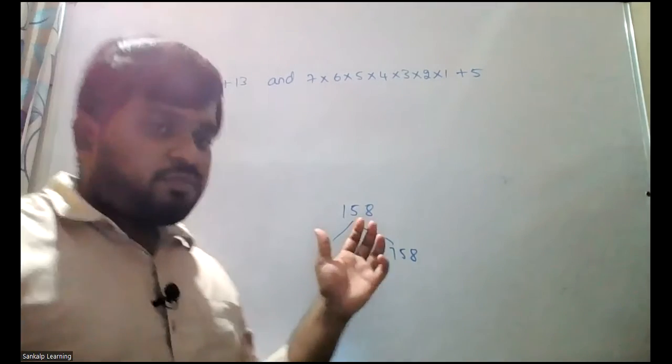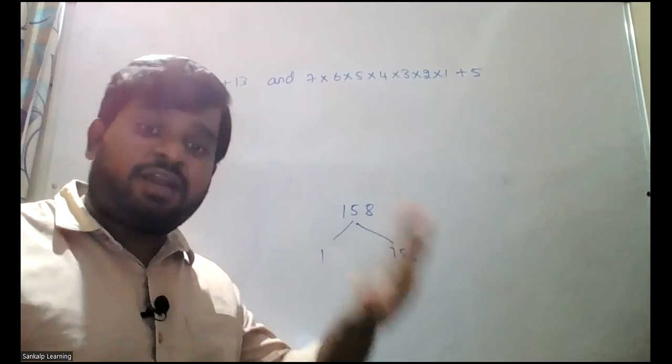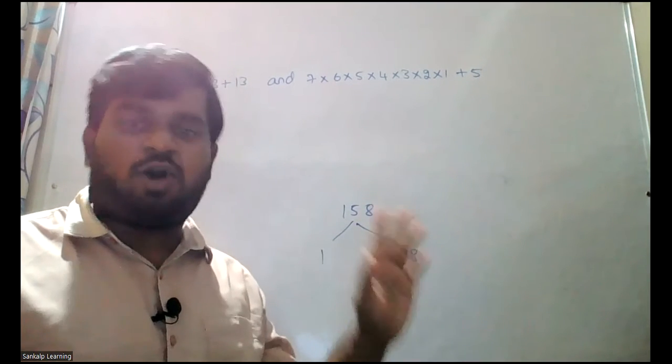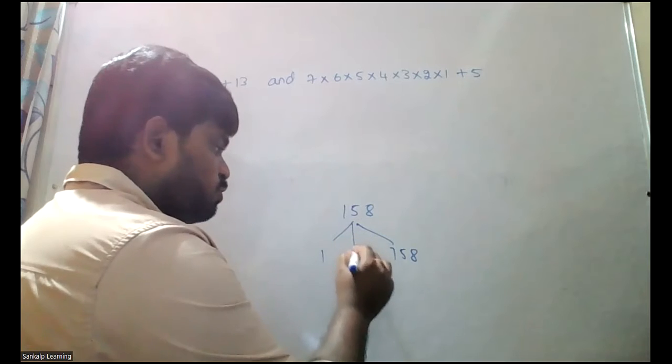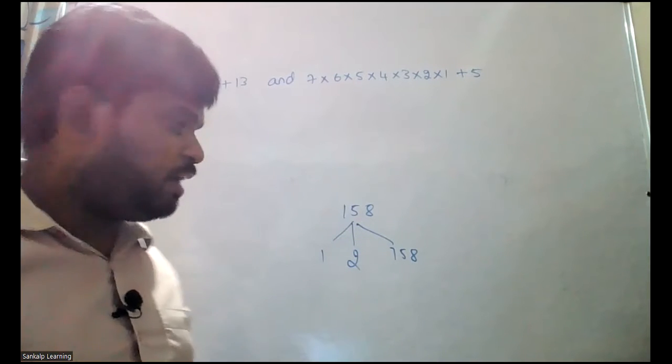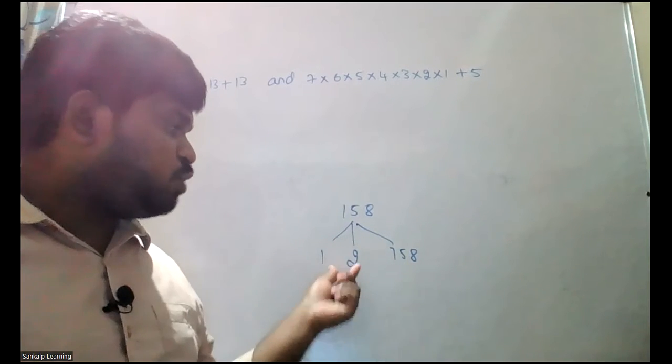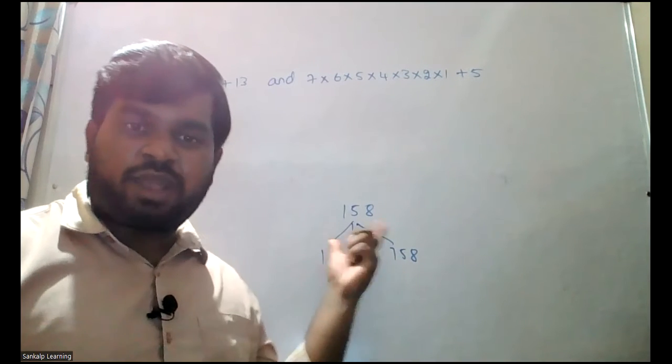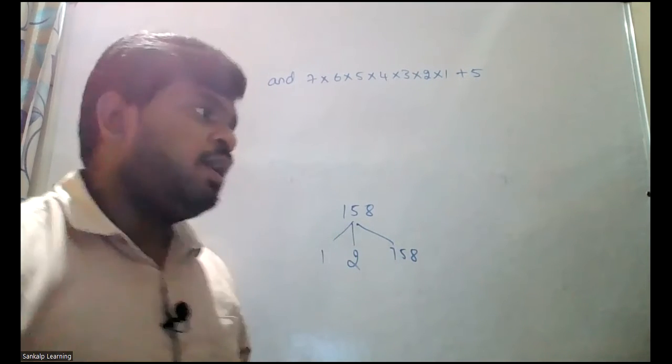Now, apart from these 2, if it has got some more factors, then we call it composite. Suppose 2. Definitely, apart from these two, it has got one more extra factor. Therefore, I can call it a composite number.